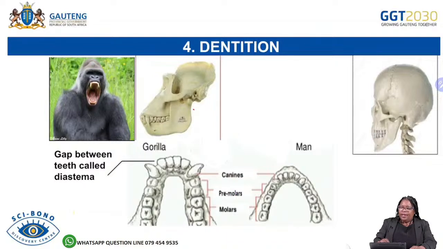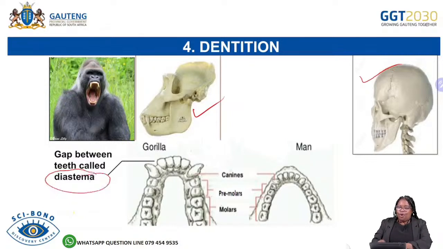Now with dentition again, check. This is a gorilla. This is a human, or modern human, or man. Man refers to both. Now there is a gap between the teeth. It's called diastema. I've spoken to that. And then we've got canines, premolars, and molars. But if you compare the gorilla and the man, they differ because of the shape, because of the spaces in between the teeth, which are found in the gorilla and not in man. Also, we've got large canines, but check yourself, though they are large, they cannot be larger than those of the other primates.